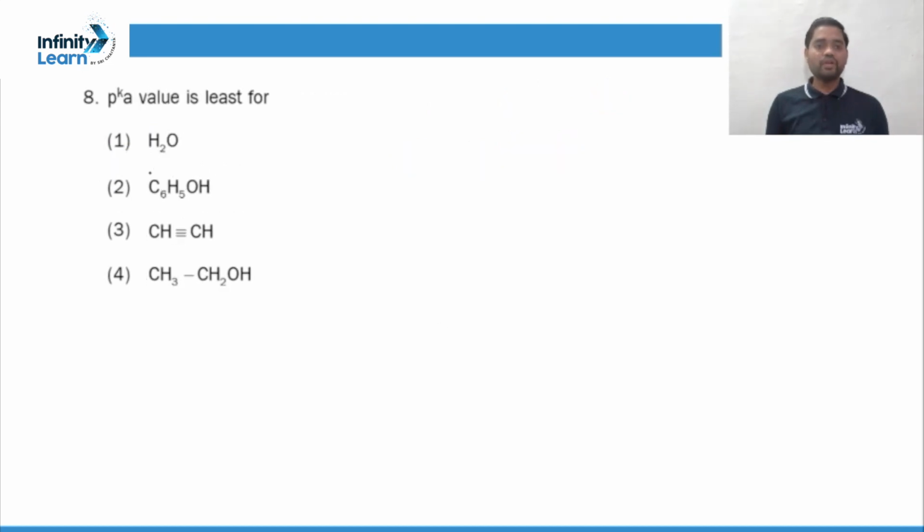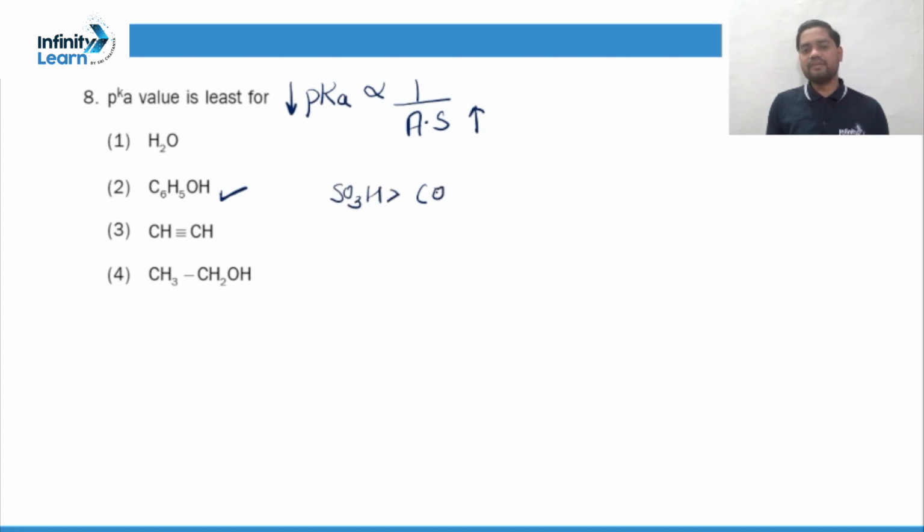Question number 8. pKa value will be least. We know that pKa value is inversely proportional to acidic strength. That means the lesser the pKa value, the more the acidic strength, right? So H2O, phenol, alkyne and alcohol. Out of all these, we know that phenol is most acidic because the order goes this way. The first one is sulfonic acid, which is highly acidic. Then comes carboxylic acid. Then comes carbonic acid.